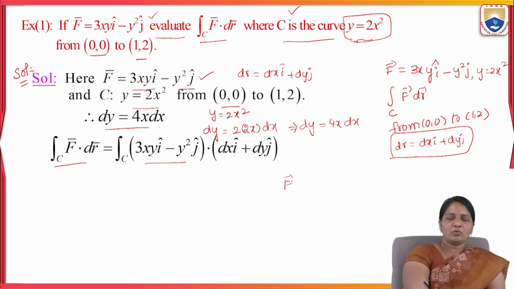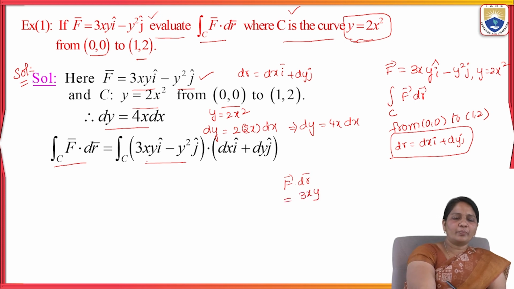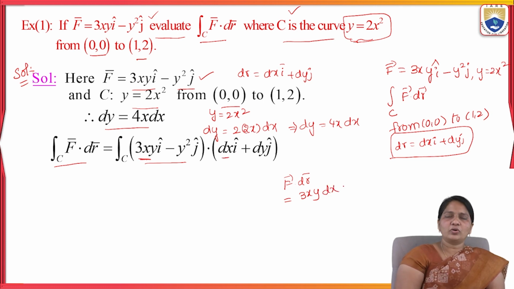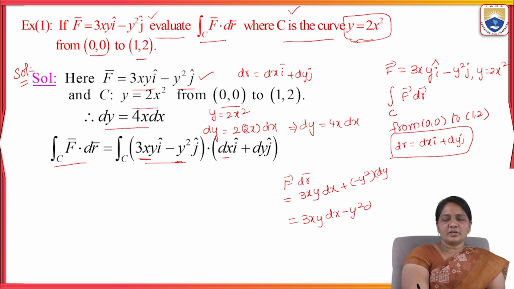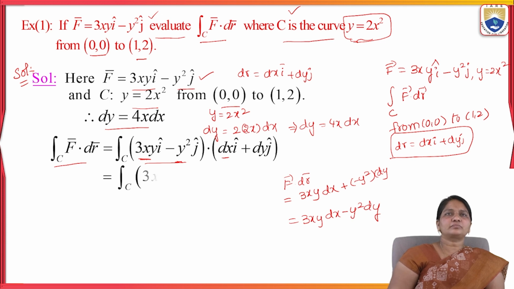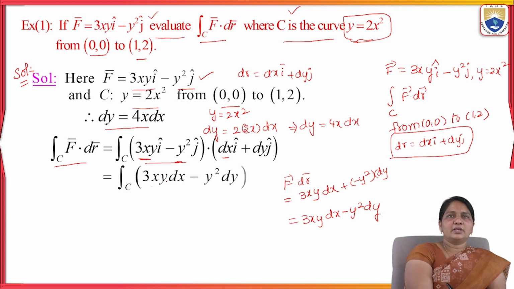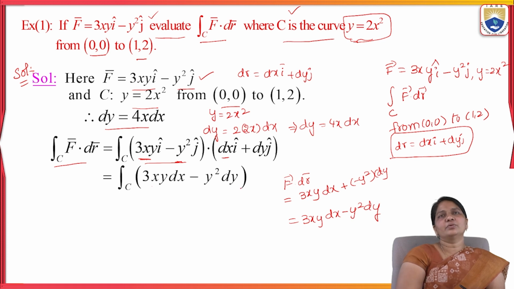What is F bar dot dr bar here? The i component is 3xy, so 3xy into dx, since i dot i is 1, plus the j component, minus y square into dy. Finally, F bar dot dr bar is 3xy dx minus y square dy. That is what we can observe here.